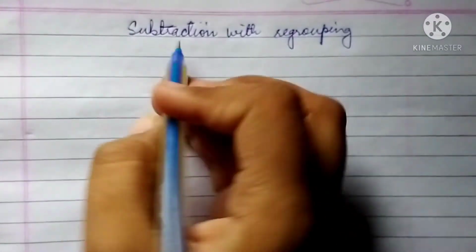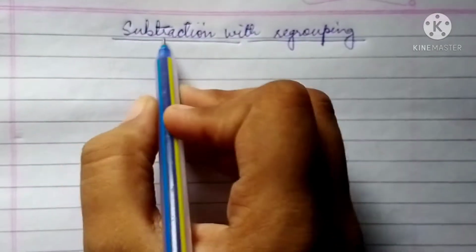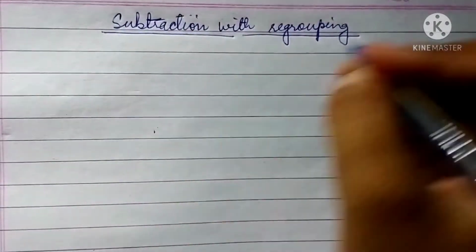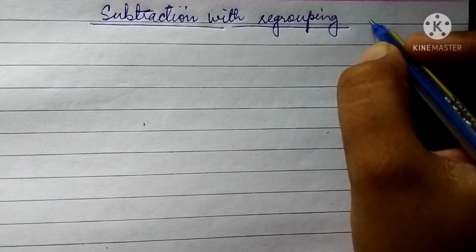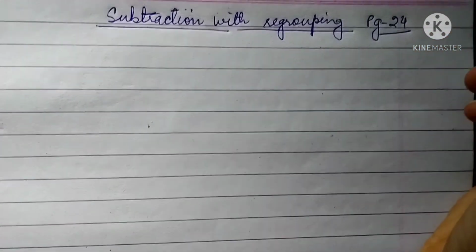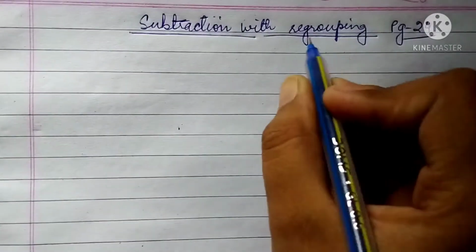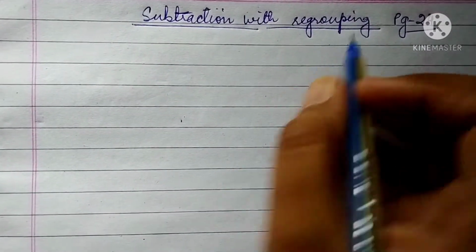Okay everyone, so today we will learn subtraction with regrouping. So the topic is subtraction with regrouping. This topic is given in your book on page number 24. Okay, so I am going to explain how you can subtract by regrouping the digits.